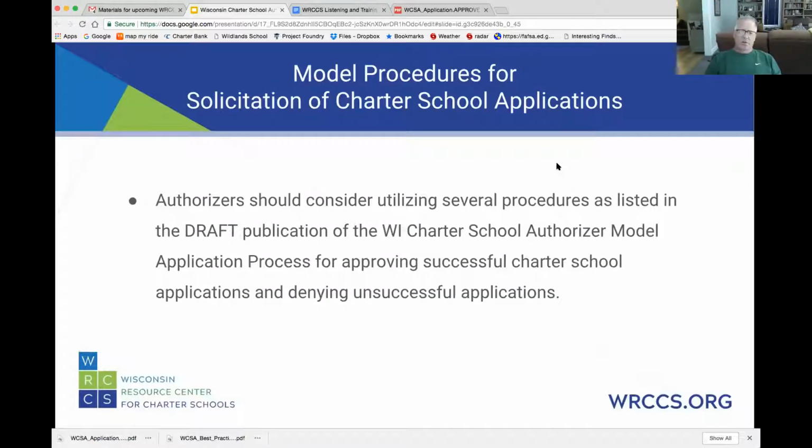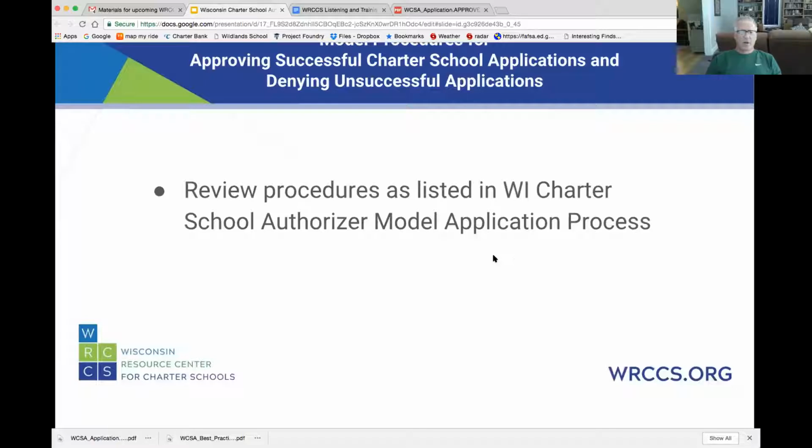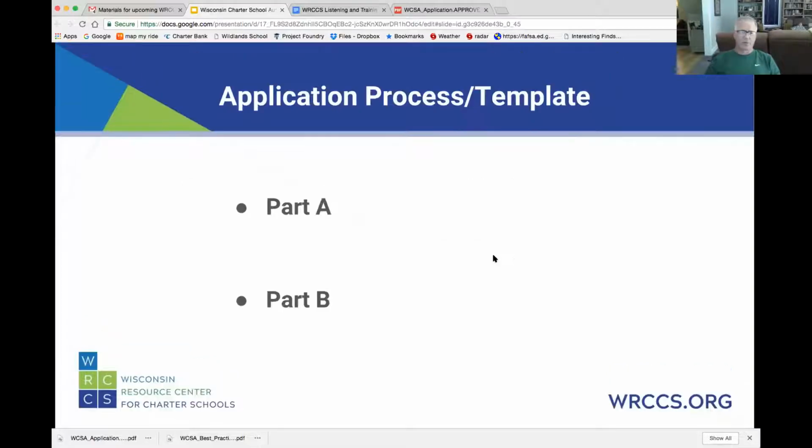So this presentation basically will cover a few sections, and they would be the procedures that's listed in this publication that I'll show you in just a minute. I think it's no longer a draft. I think we've moved it into a little more of an official status. It provides a template that can be adapted for soliciting, evaluating at a higher level of resolution, and approving or denying applications for charter schools in any authorizer's territory. And we'll just kind of review those processes here.